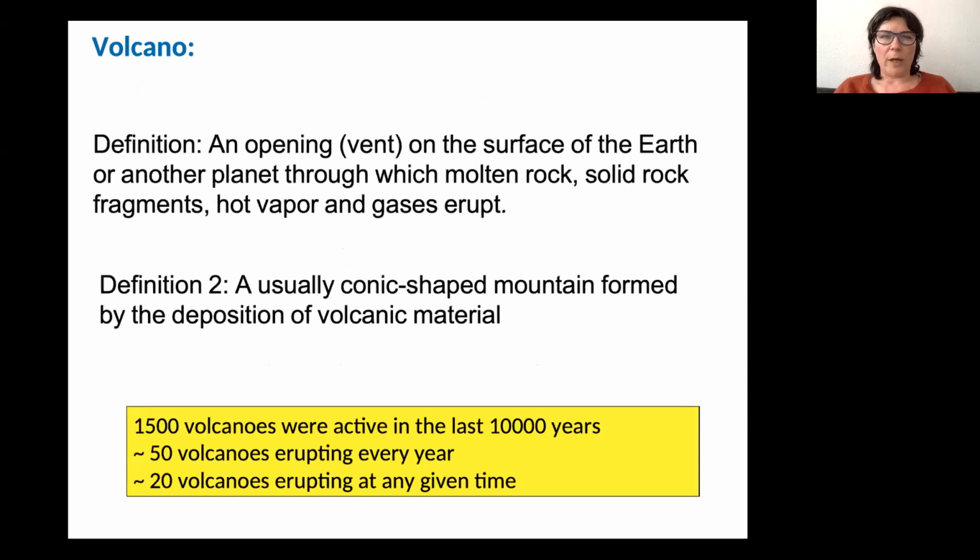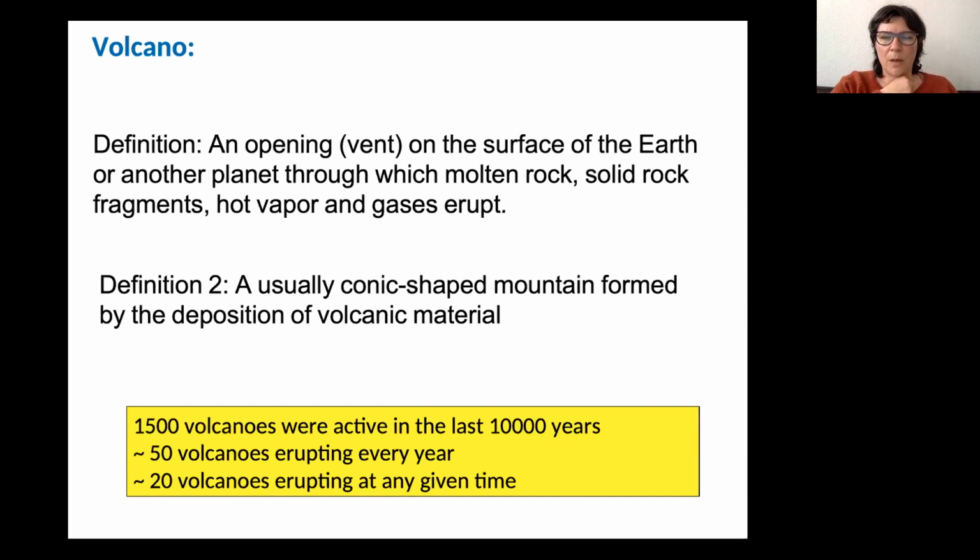Okay, so first of all, just the word volcano has a couple of definitions. Generally, it's not that easy to define a volcano because there are many definitions. Here there is one: an opening, called a vent, on the surface of the Earth, or also another planet, through which molten rock, solid rock fragments, hot vapor and gases erupt. So we have a mixture of all phases: solid, melt and gas.